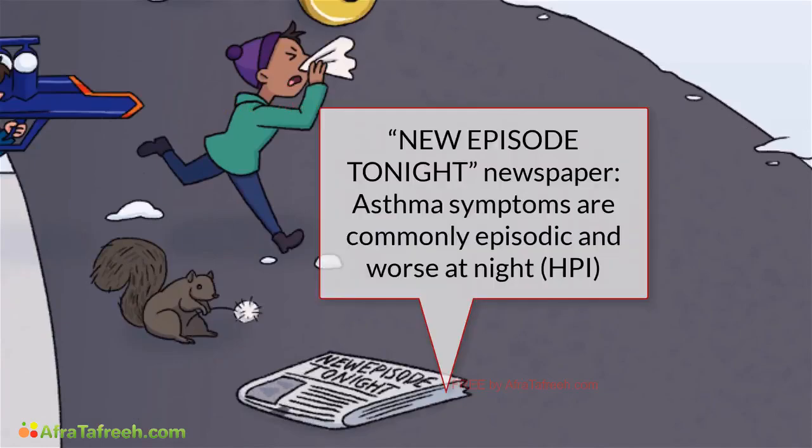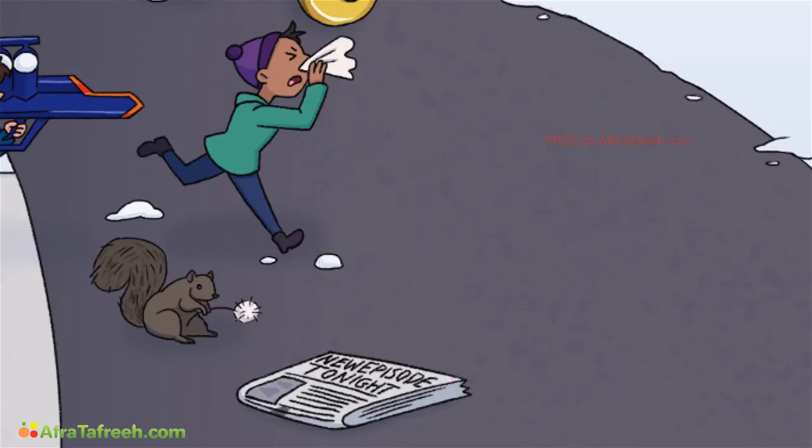The newspaper in the driveway is to remind you that asthma symptoms are most commonly episodic, with many patients having long asymptomatic periods in between acute symptoms lasting hours to days. These symptoms are also usually worse at night, and typically resolve with asthma medications or avoidance of the specific trigger.